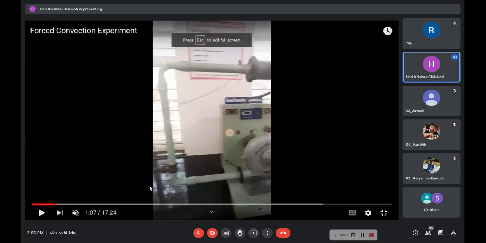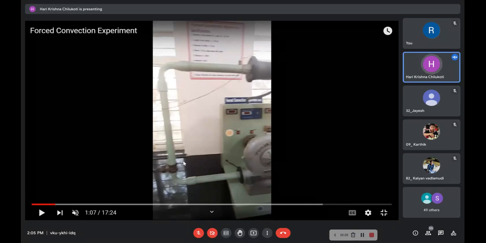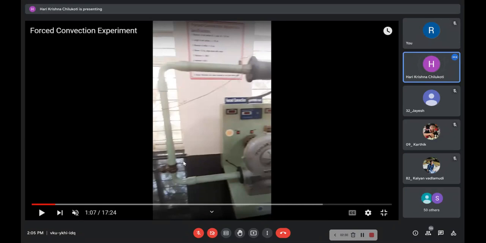Okay, the objective of this particular experiment is to determine the forced convective heat transfer coefficient experimentally and then compare it with the forced convective heat transfer coefficient obtained from the empirical relations. This is the major aim of this particular experiment. Before going into how this experiment can be performed, let us see the details of this apparatus.